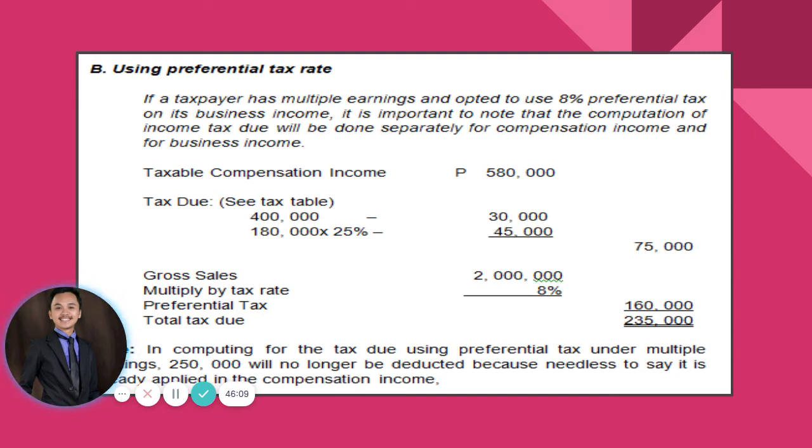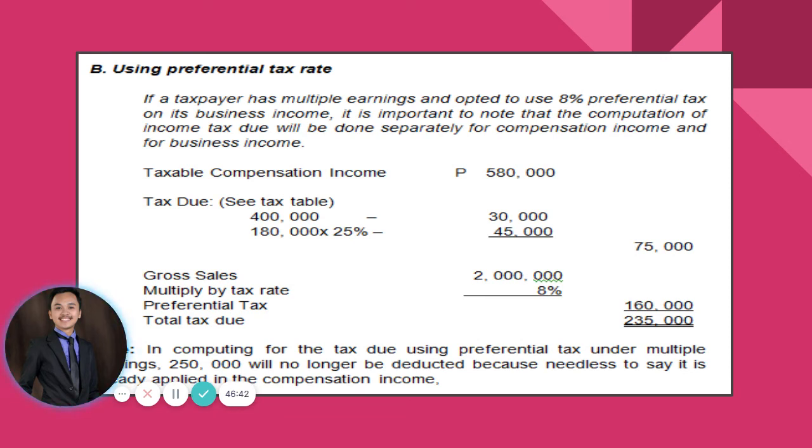So for the first 400,000, the tax due is 30,000. In excess of 400, it is subject to 25%. So 580 minus 400, we have 180 times 25%. There's an additional tax due of 45. Therefore, we have a total tax due for your compensation income of 75,000. And then, another computation for the 8% preferential.